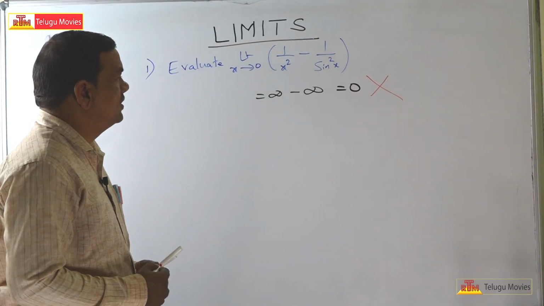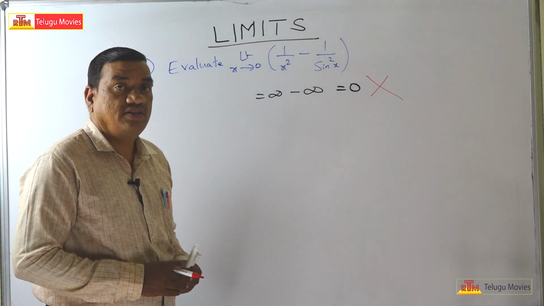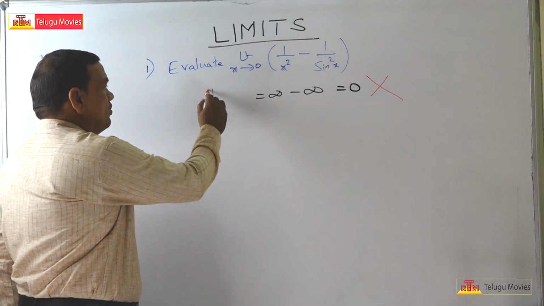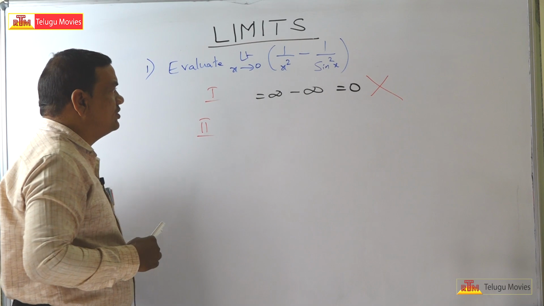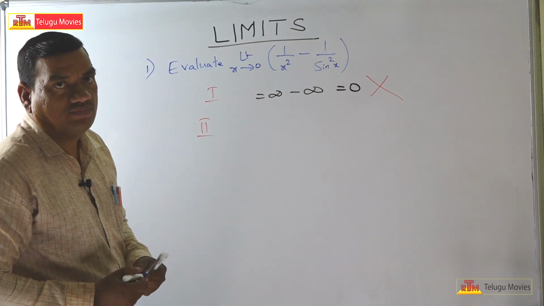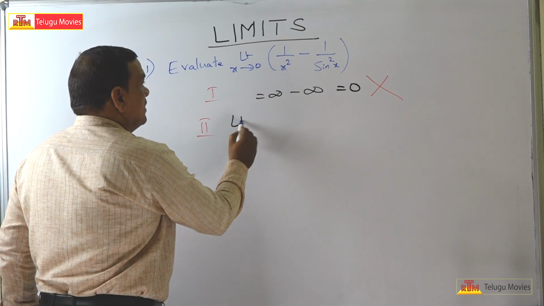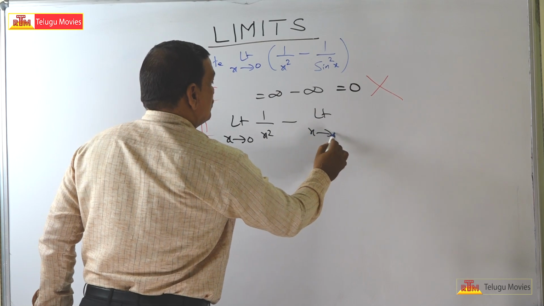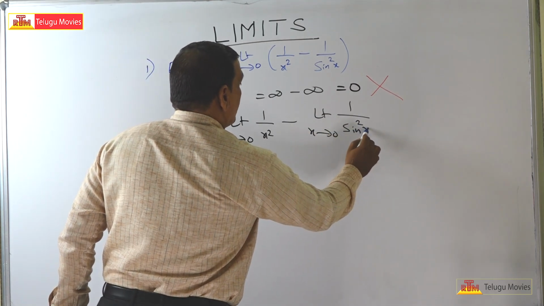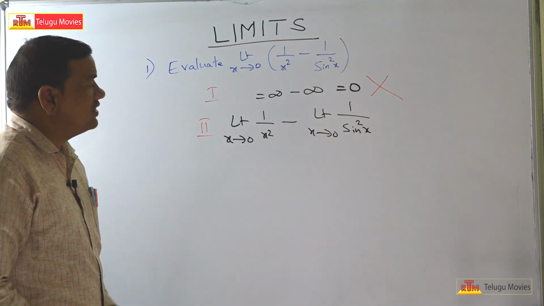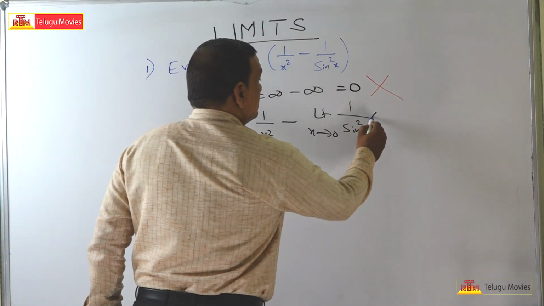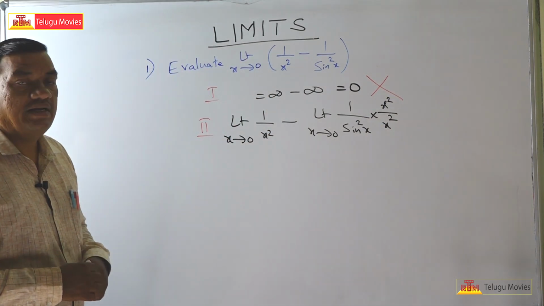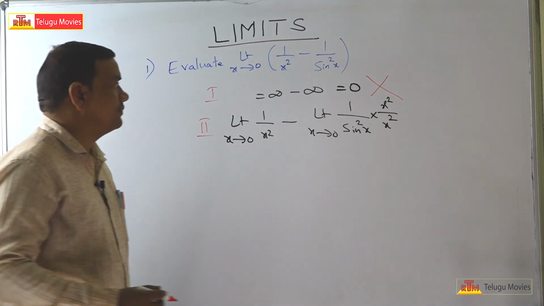This is the first approach students generally take. However, it is wrong. Now coming to the second approach, they will do it like this. They separate the limits: limit x tends to 0 of 1 upon x square minus limit x tends to 0 of 1 upon sin square x. Here they multiply and divide with x square upon x square.